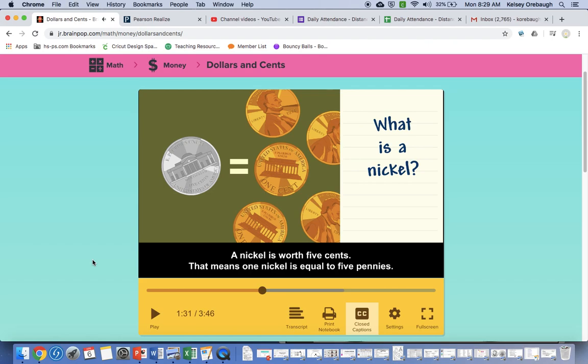So yesterday we talked about equivalent amounts of money, that they're worth the same. So 1 nickel is the same as 5 pennies. They're both worth 5 cents.